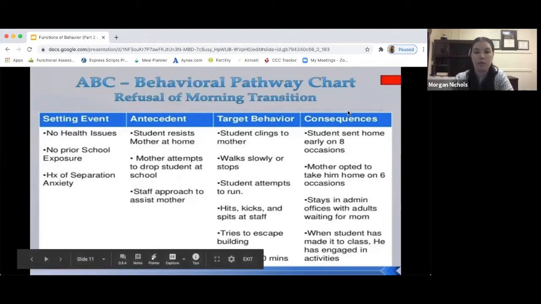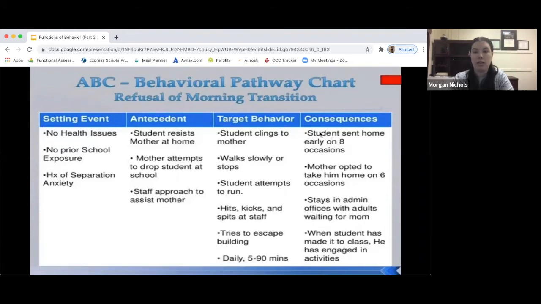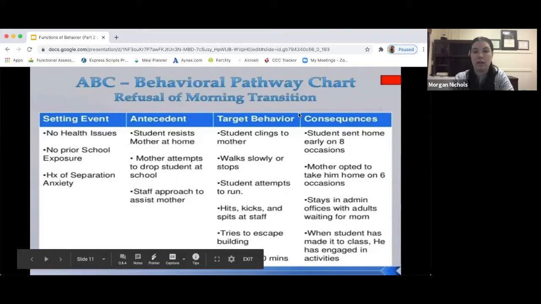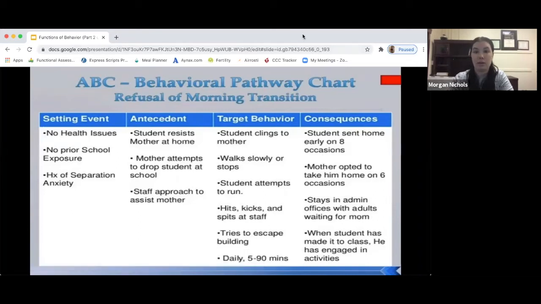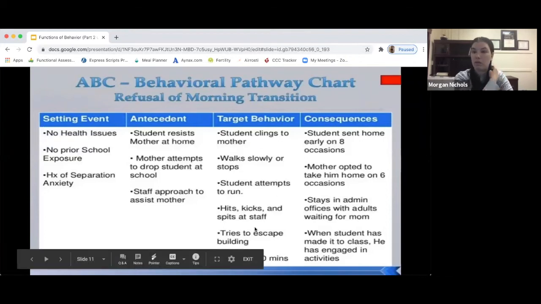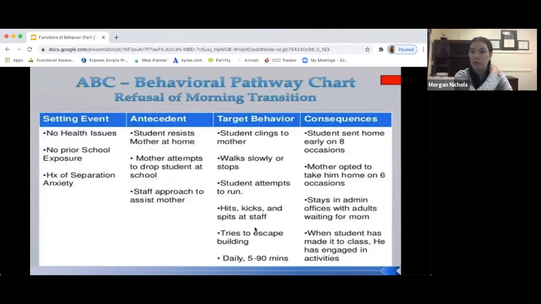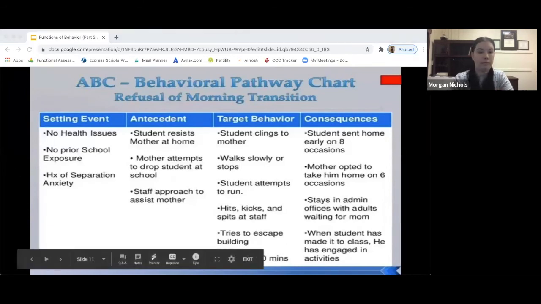So these are the things that happened directly after the behavior. So these consequences tell me that this behavior of hitting, kicking, spitting, running, or walking slowly and clinging to mother are probably going to keep happening because it's working for him. He's getting sent home, or mother saying, yeah, let's just go home. And that's because we know the function of the behavior is he probably doesn't want to be at school. He's trying to escape or avoid being at school, right?